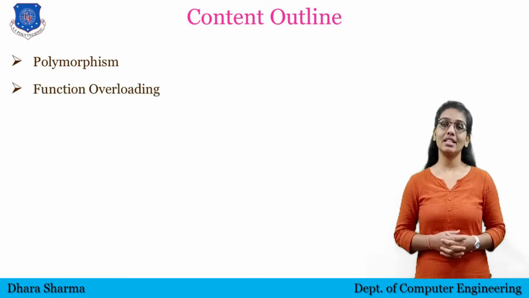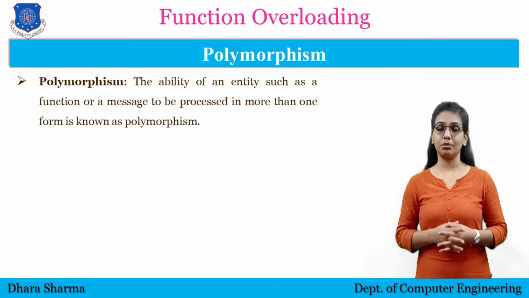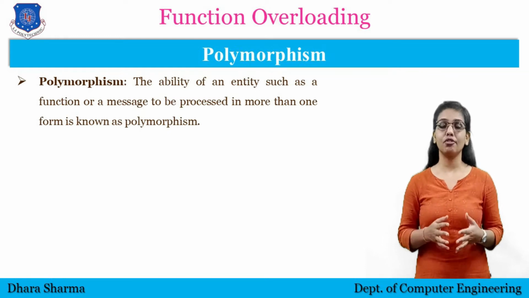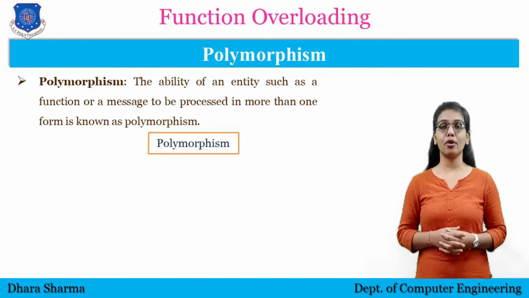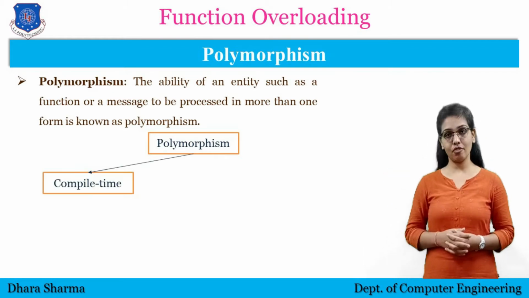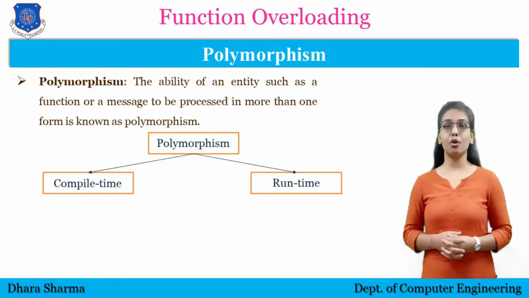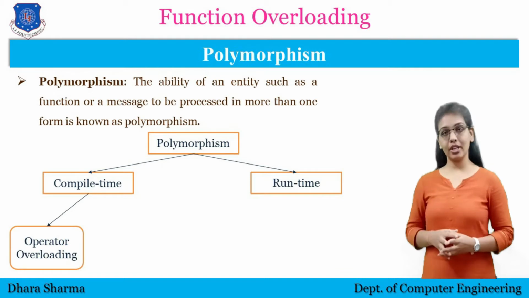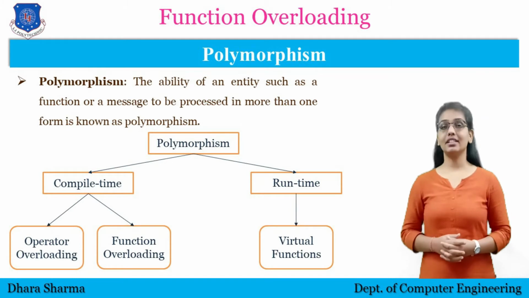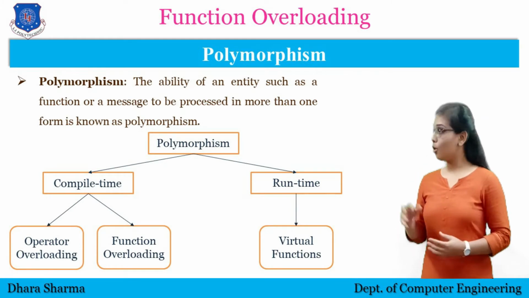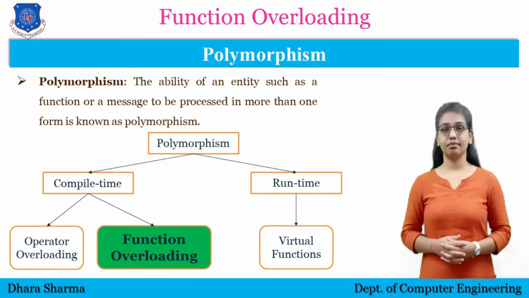So first of all, let's understand what is polymorphism. Polymorphism means many forms. Same thing can be used for different purposes. There are two types of polymorphism: one is compile time polymorphism and the other is runtime polymorphism. There are two types of compile time polymorphism: one is operator overloading and the other is function overloading. And the virtual function is a type of runtime polymorphism. Among these types, today in this video, we are going to understand function overloading.